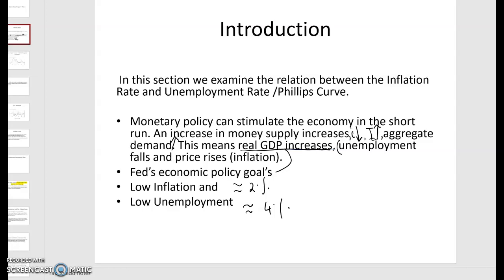Now, I have stated the Fed's economic policy goals. Those are a stable inflation rate of 2% and a natural rate of unemployment of 4%.